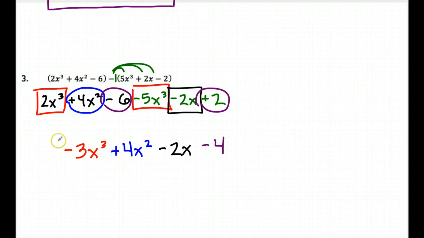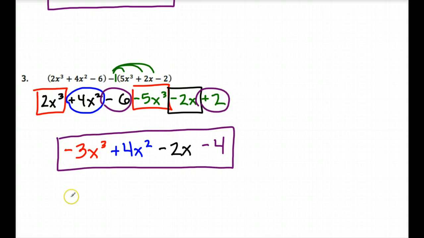So I get negative 3x cubed plus 4x squared minus 2x minus 4 as my simplified polynomial. Okay, so that's adding and subtracting.